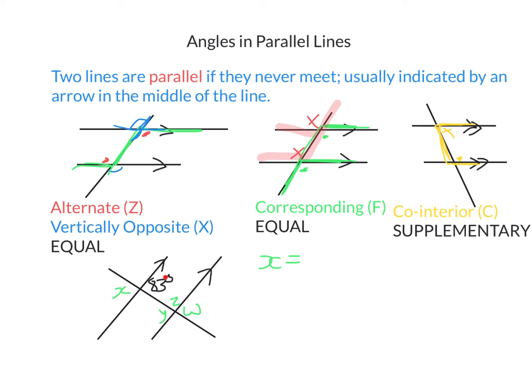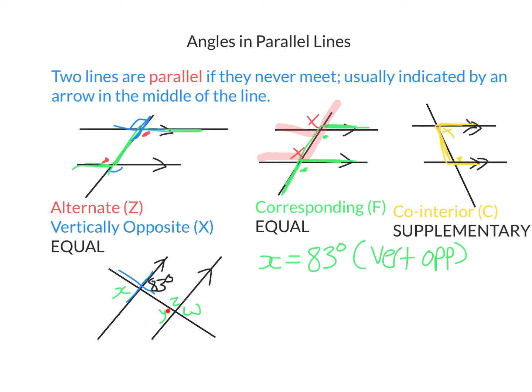Well, see here, these two are kind of characterized by the X shape. These two angles are vertically opposite, and vertically opposite angles are always equal. So X must also be 83 degrees. We need to write a reason. We can just write vertically opposite, and I'll know what you mean.